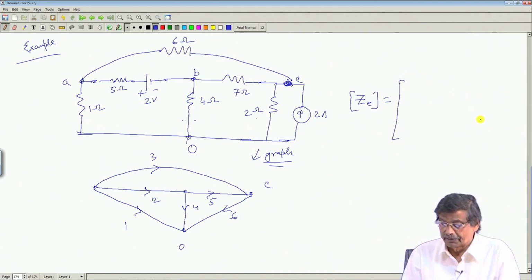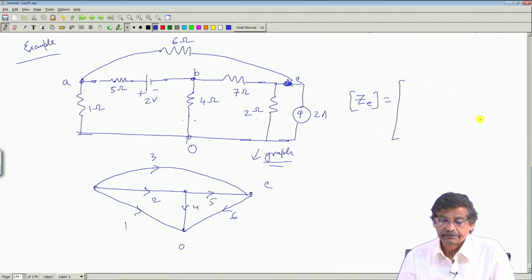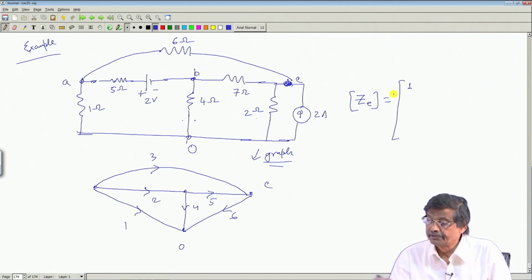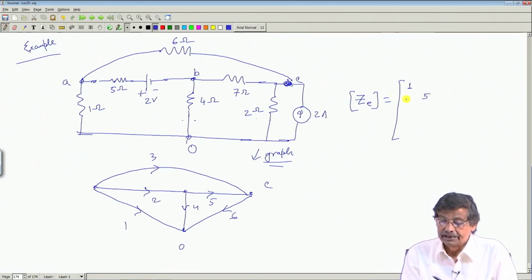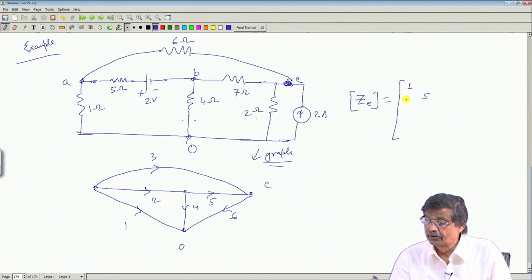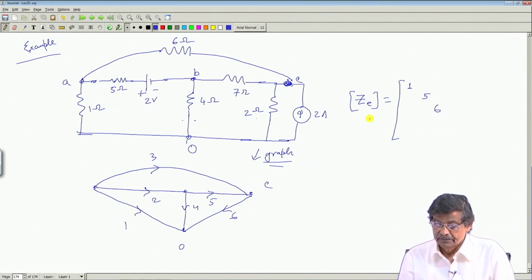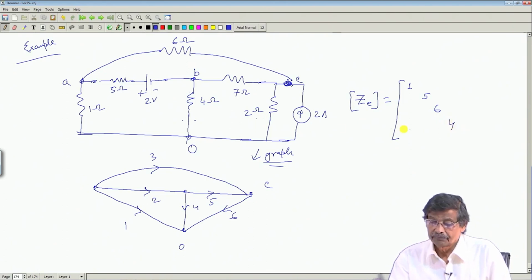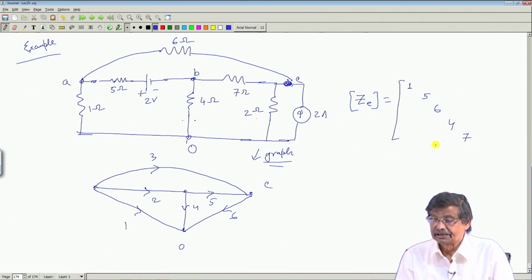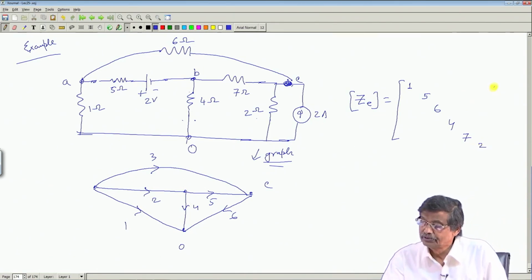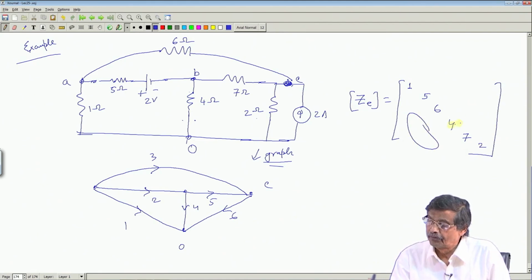It will be a 6 by 6 matrix, 1, 2, 3, 4, 5, 6. Okay. What will be this entry? Z11 will be 1. Z22 will be 5. Z33, this one 3 I called, 6. What is Z44? 4. This is the impedance. Where is Z55? 7. And where is Z66? That is 2. And your Z impedance matrix has been formed.